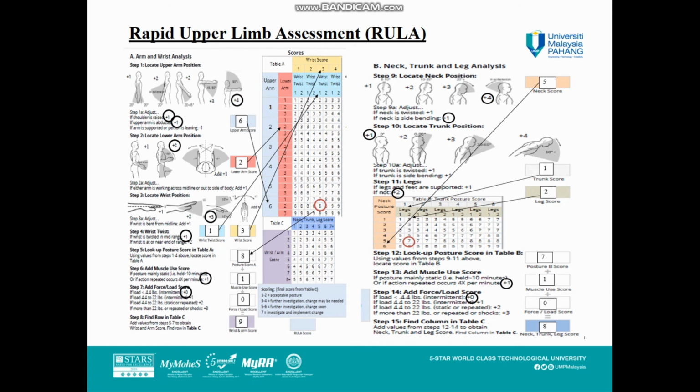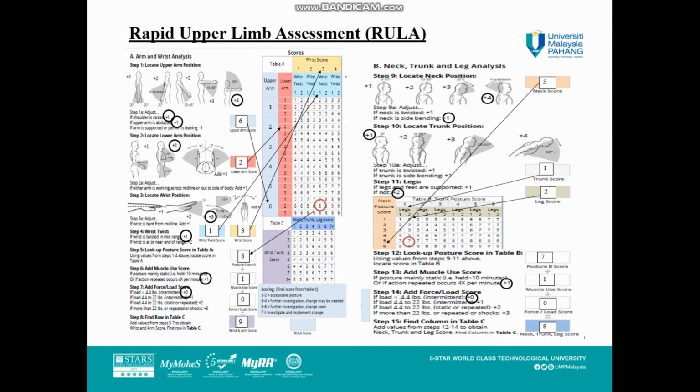Step 13, add muscle use score. If the posture is mainly static, held more than 10 minutes, or if the action is repeated more than 4 times per minute, we choose +1. Step 14, add force or load score. They have no load, so we choose +0.